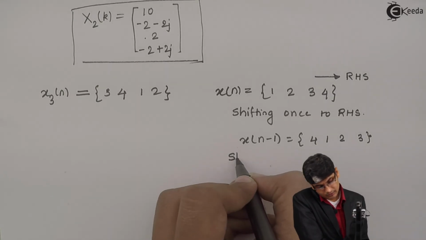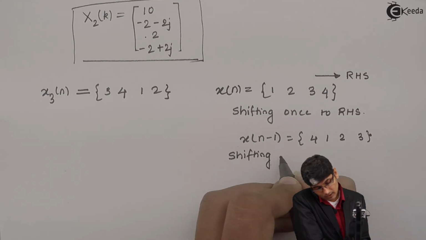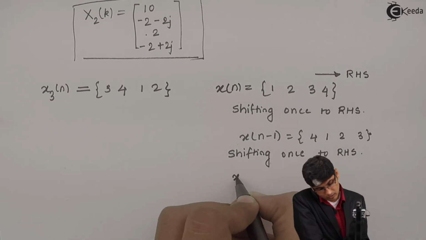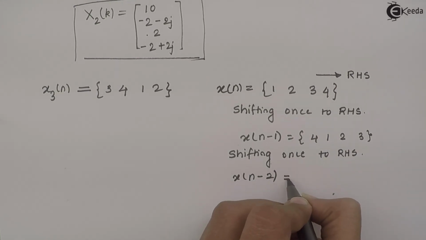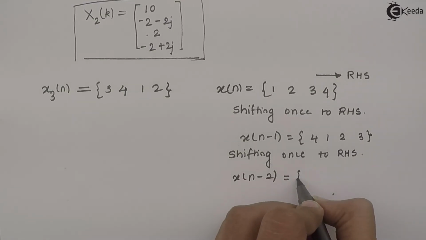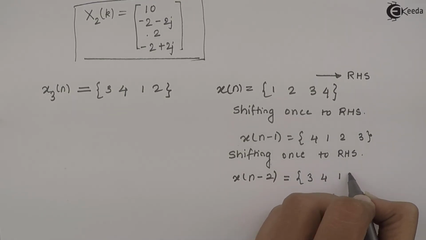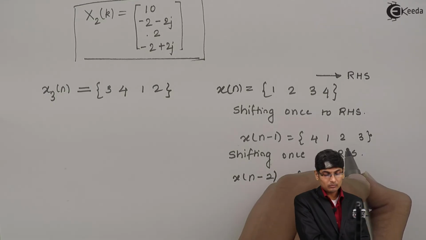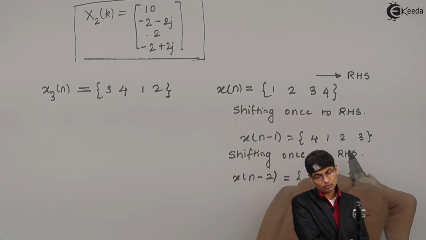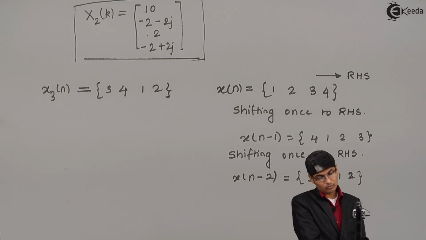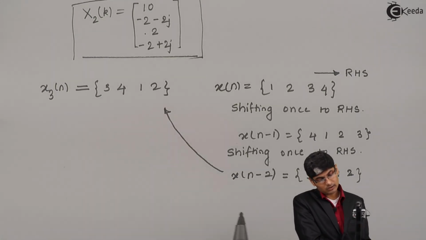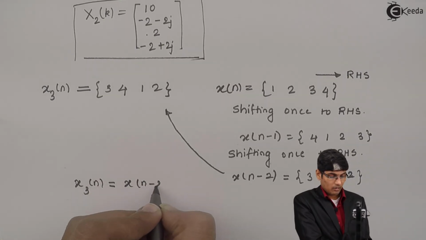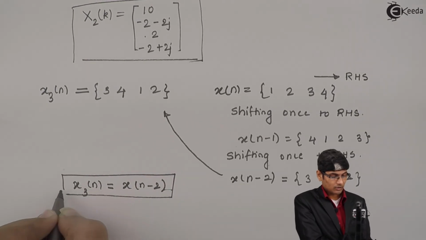Okay. Then if I shift again, shifting once more, once to RHS, now it is X of n minus 1 which will be X of n minus 2. I am shifting this once, then it will be 3, 4, 1, 2, because 3 will be dumped out here, 4 will come from here, 2 will come on the 3's position, 1 will come on 2's position and 4 will come on 1's position. So, it will be 3, 4, 1, 2, which is similar to this given sequence. So, I can write X3 of n is equal to X of n minus 2, that is a relation.